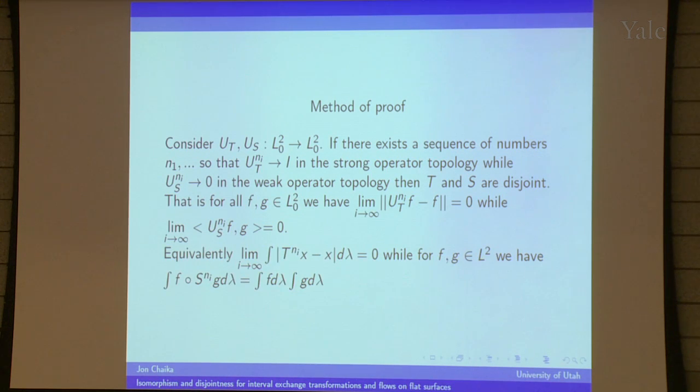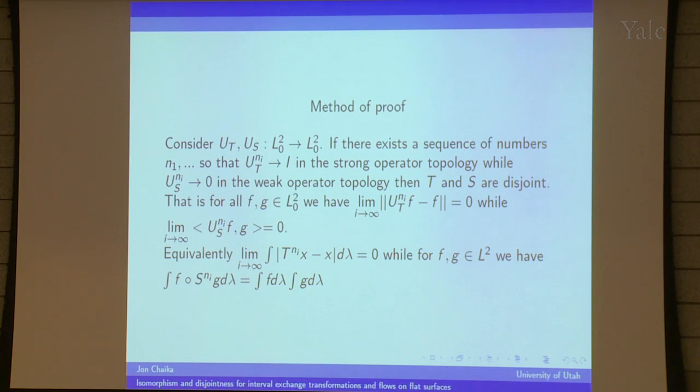And so maybe it helps to say these things in words that don't use L2 stuff. It's also saying that in L1 norm, the function x goes to t to the n sub i of x is converging to the identity function, x goes to x. Right? That's L1 norm there. While in L2 norm, things are getting spread out and mixed. Right? This is like independence, this bottom condition, that the integral of f composed with s to the n_i times g is going to the integral of f times the integral of g. So it's becoming asymptotically independent under the applications of s to the n_i.